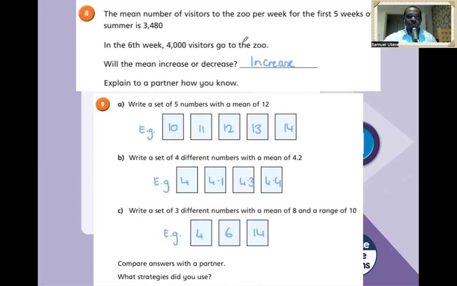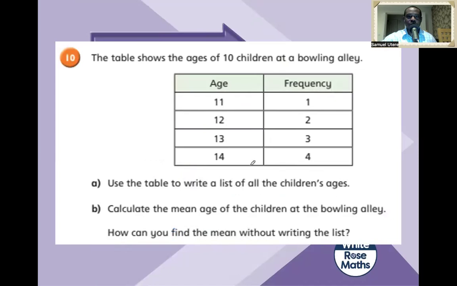And then write a set of 5 numbers with a mean of 12. So you can just pick any numbers and write them to find that will give you the mean of 12. Pause the video and answer question 10 in 3 minutes.